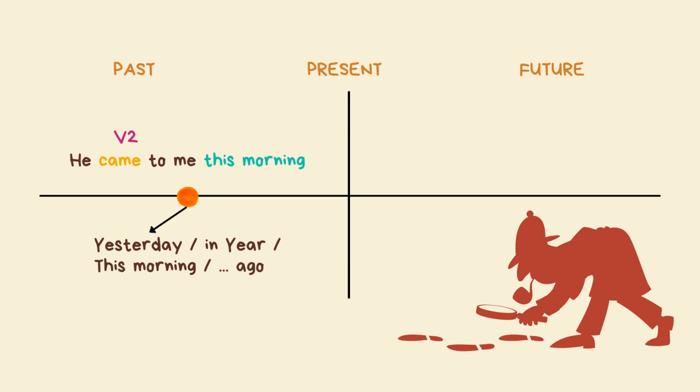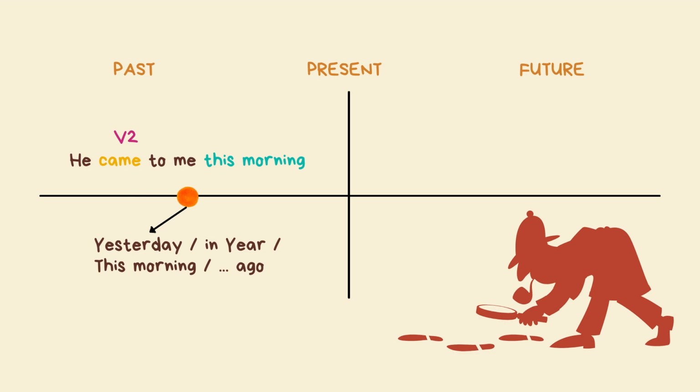But all that we need to pay attention to is that it happened at a specific time in the past. For example, he came to me this morning. He doesn't come regularly, not every day. He did this just once, that is this morning. So it is expressed using simple past. He came to me this morning.